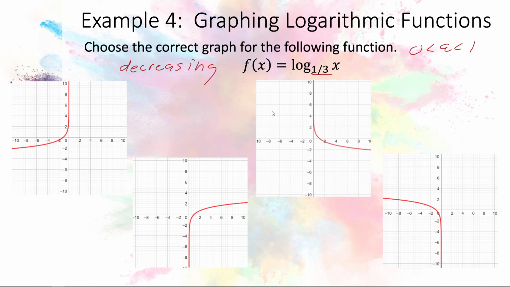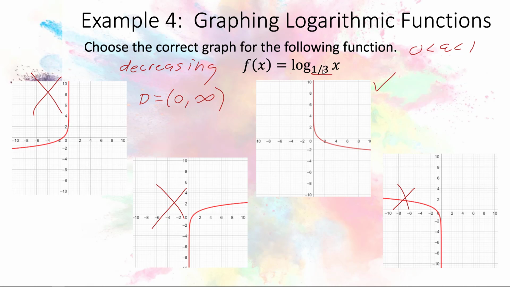Now, since the graph of this function should be decreasing, we know that this cannot be the graph and this cannot be the graph because they are both increasing. So we're left with these two. The other thing that we know is that the domain is basically all positive values of x, or the open interval between 0 and infinity. Well, this one takes on negative values of x, so this can also be ruled out, and this is the graph that represents this function.